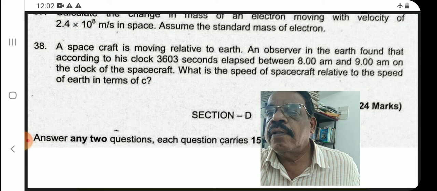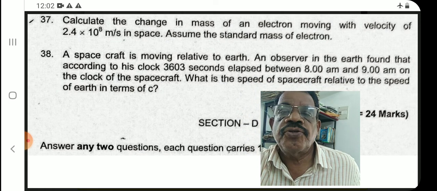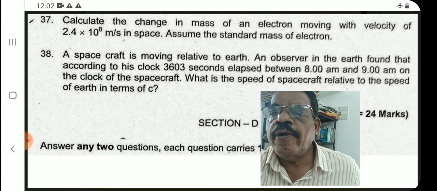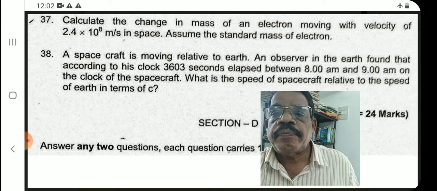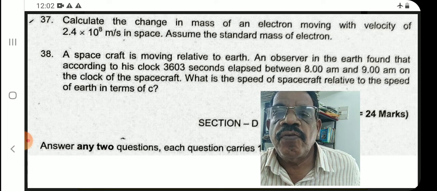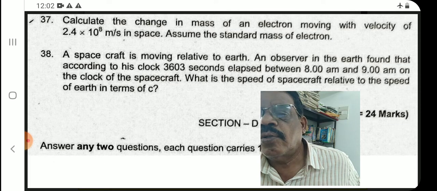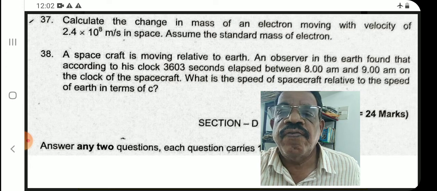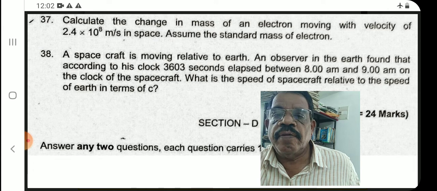Number 38. A spacecraft is moving relative to Earth. An observer in the space found that, according to his clock, 3603 seconds elapsed between 8 a.m. and 9 a.m. on the clock in the spacecraft. What is the speed of spacecraft relative to the Earth in terms of c?